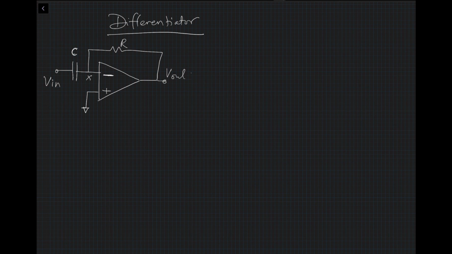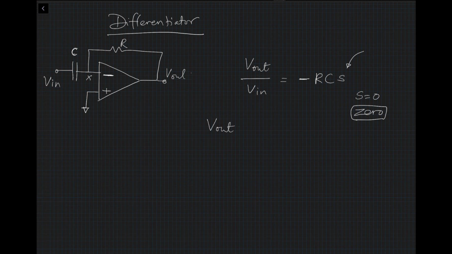So I would leave it to you to prove it to yourself that V out divided by V in, first of all, is minus RC times S. So S is in the numerator, which means at S equal to 0, there is a 0 of this expression. Okay. So at S equal to 0, since the term is 0, the log term will go to minus infinity. We can also do the differential equation expression, and you will see V out is equal to minus RC times dV in divided by dt.